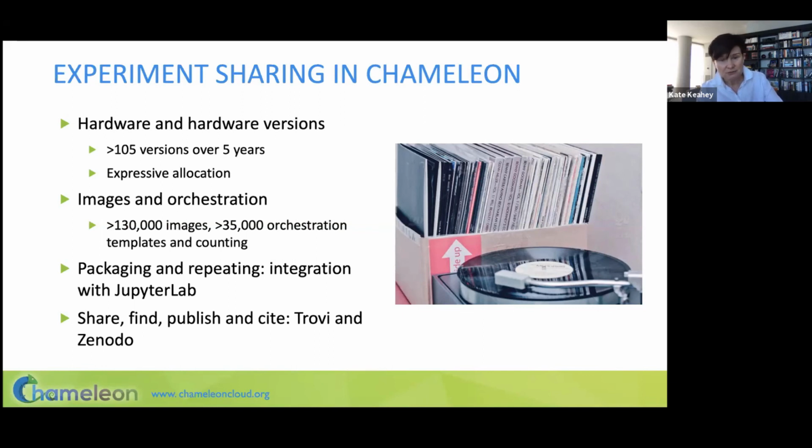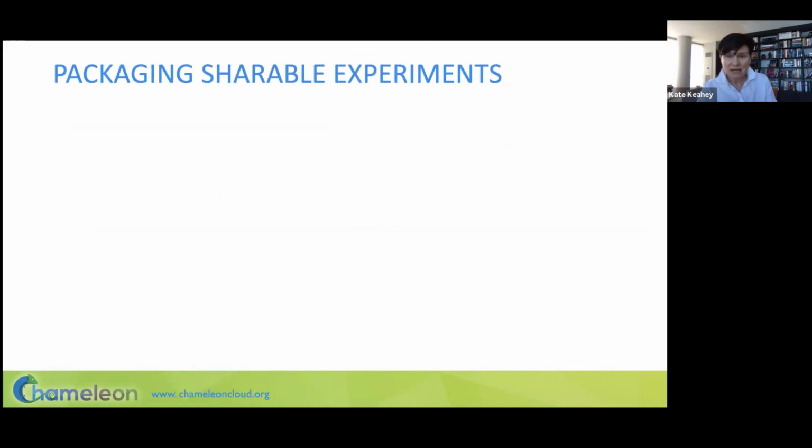We have integration with Jupyter Lab, which I'll talk about in a minute. And now we also have mechanisms for finding and publishing that research, right? So I always say that a testbed is a player for research. Like, you've got a bunch of long players and you've got a player for them, you can play them. If you don't have a player, you can't play them. So packaging shareable experiments, how do we do it easily?